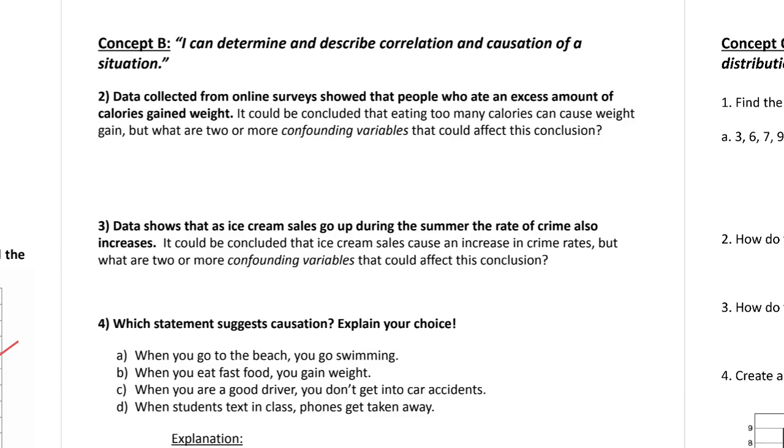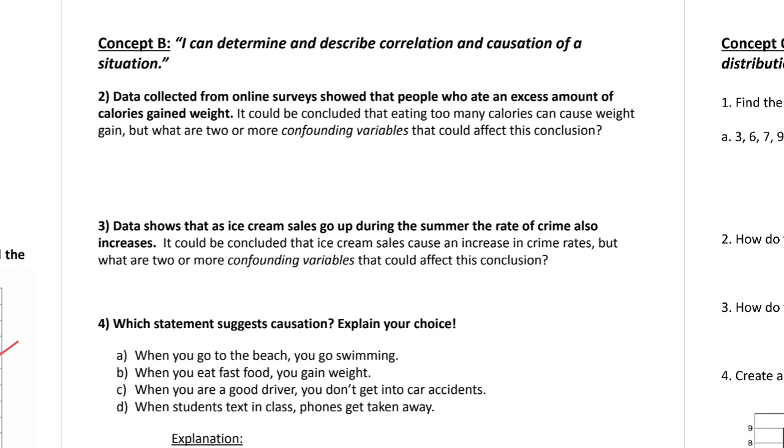All right, so now let's look at concept B. I can determine and describe correlation and causation for a situation. Data collected from online surveys showed that people who ate an excess amount of calories gained weight. It could be concluded that eating too many calories can cause weight gain, but what are two or more confounding variables that could affect this conclusion? Remember, a confounding variable is something that makes something look like causation or something that could be attributing to the relationship.